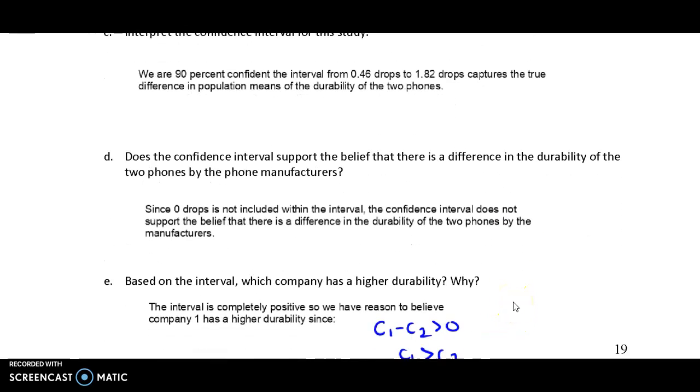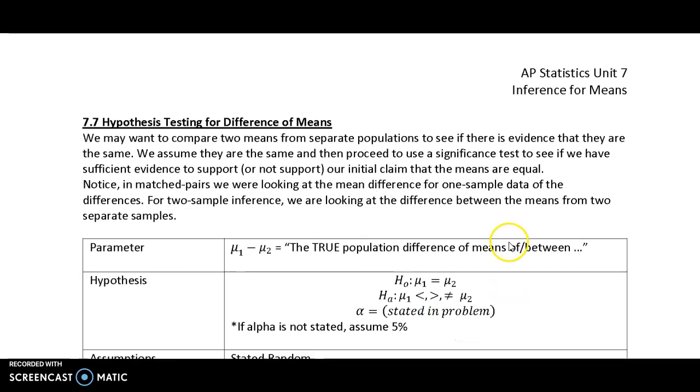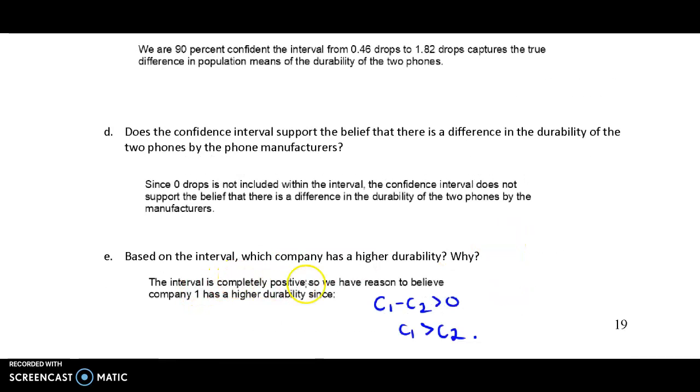And lastly, based on the interval, which company has a higher durability? Well, the interval is completely positive, so we have reason to believe company 1 has a higher durability since the difference is defined as company 1 minus company 2. And since we're completely positive, we're greater than 0, we see that company 1 tends to be greater than company 2 almost all of the time. So that is a little bit more on two-sample inference for estimating the difference of the population means.